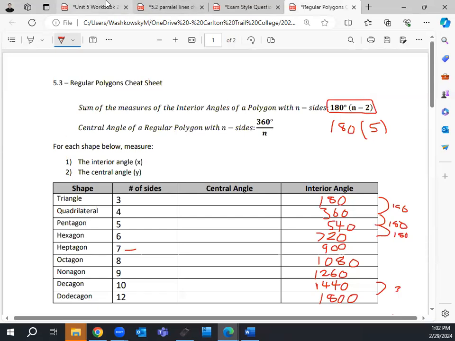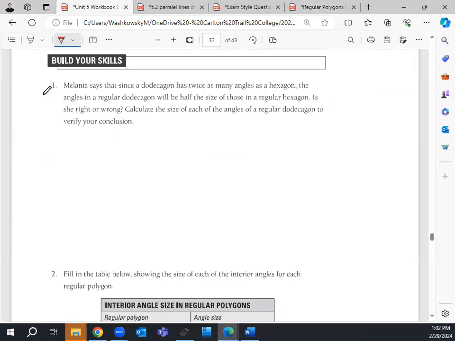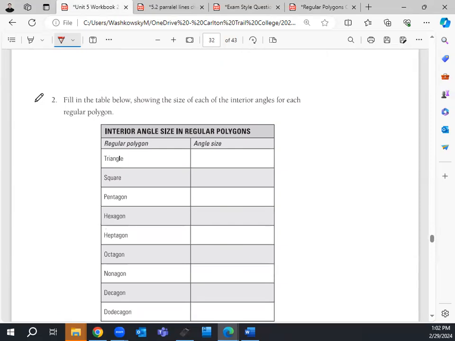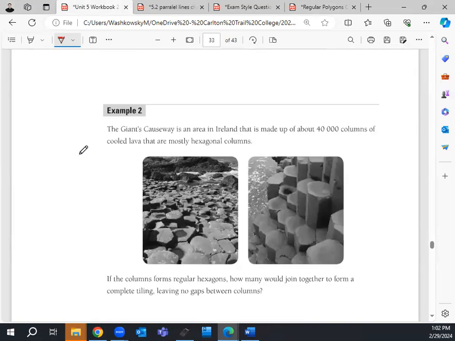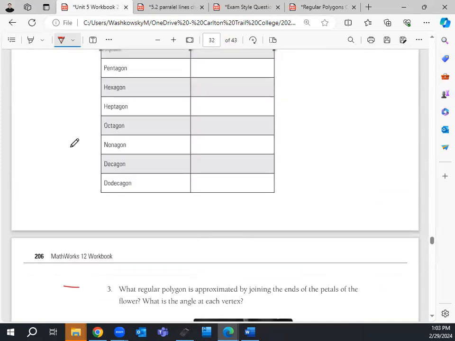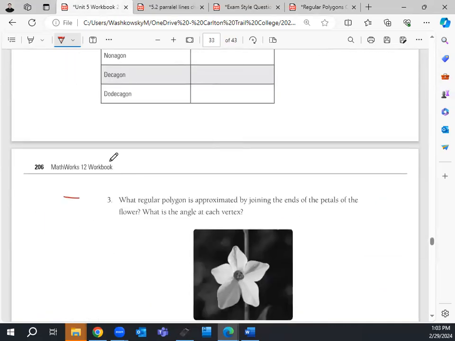So what's happening just for the next little bit here? We're on page 205. I'm just going to give you a little bit of time here to try out questions 1, 2, and 3. I'll give you like 5 or 6 minutes here. Try out questions 1, 2, 3. It's all interior angles.